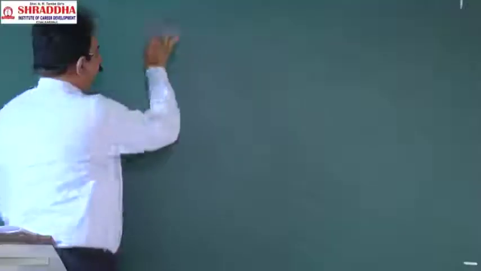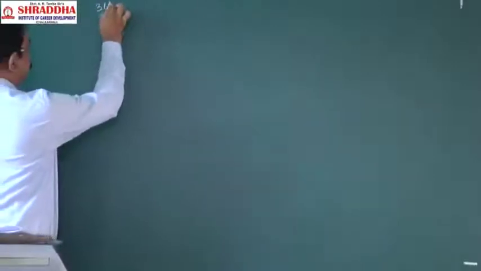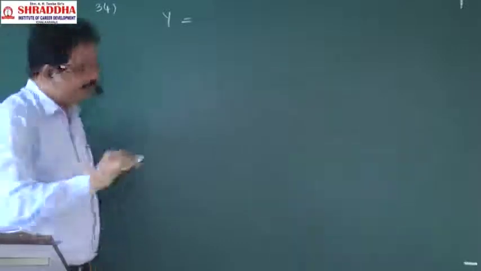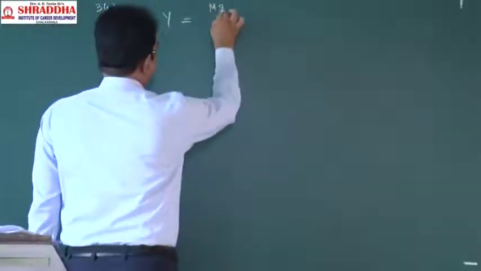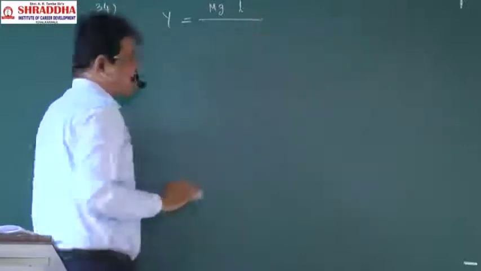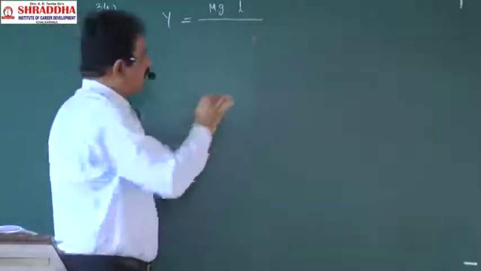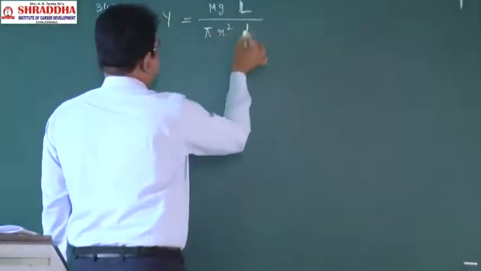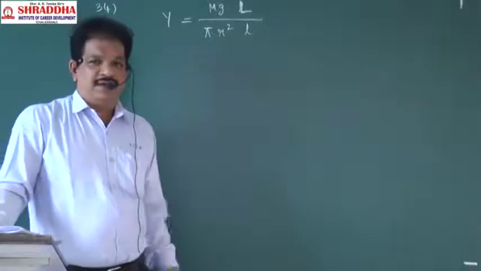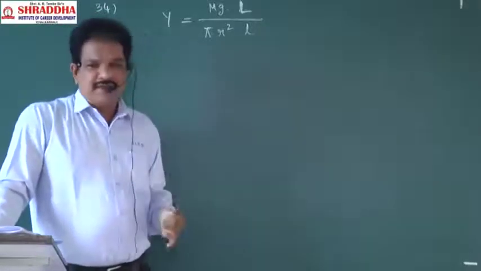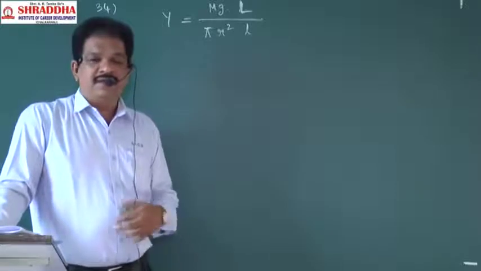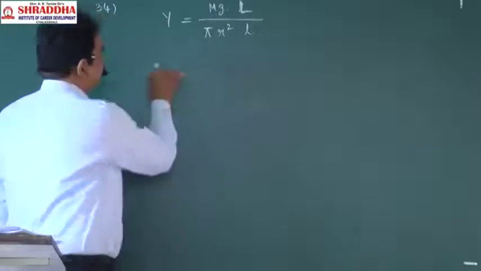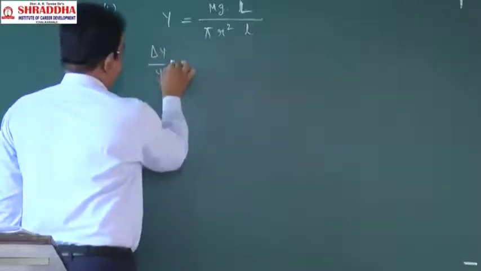Simple question. 34, what they are giving. See, Young's modulus formula they give. This is mg into capital L by pi r square small l. Then they are asking what is the percentage error in the measurement of Y. Simple. See, delta Y by Y into 100.